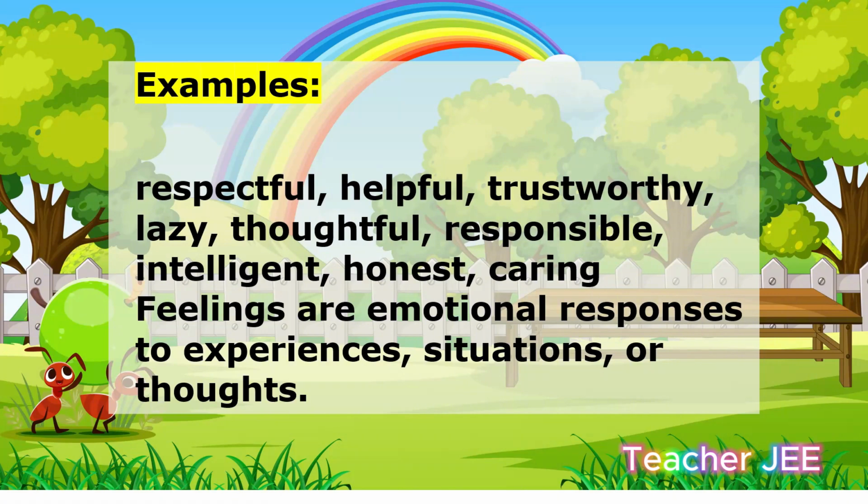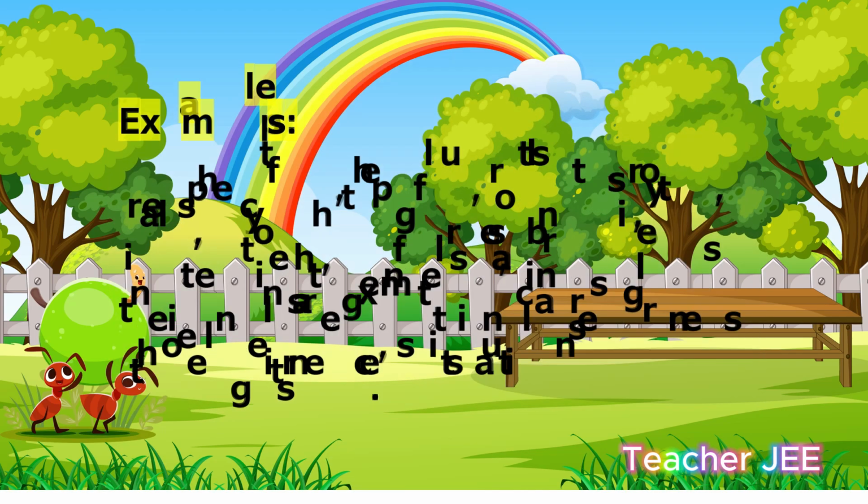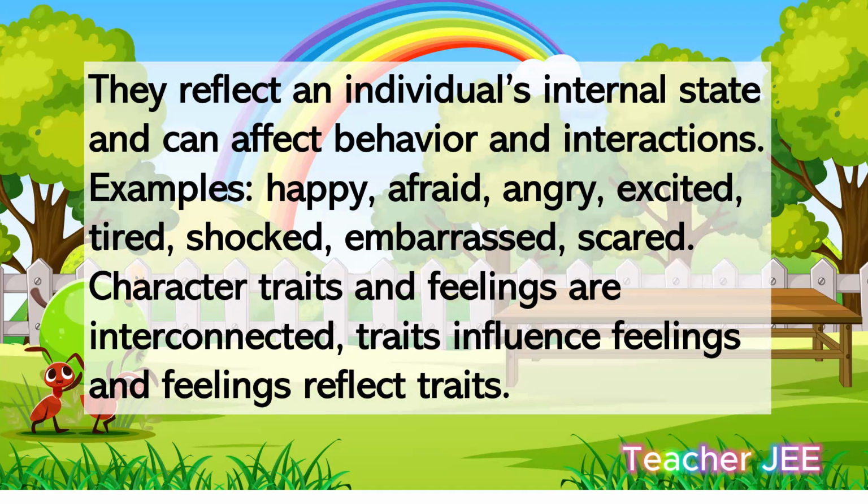Examples: respectful, helpful, trustworthy, lazy, thoughtful, responsible, intelligent, honest, caring. Feelings are emotional responses to experiences, situations, or thoughts. They reflect an individual's internal state and can affect behavior and interactions. For example: happy, afraid, angry, excited, tired, shocked, embarrassed, scared. Character traits and feelings are interconnected. Traits influence feelings, and feelings reflect traits.